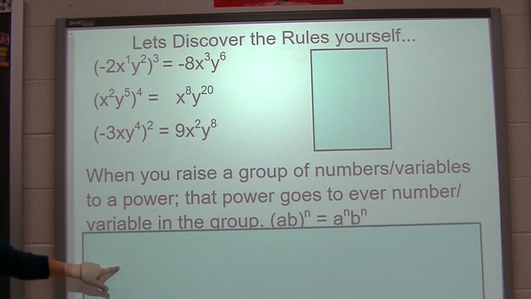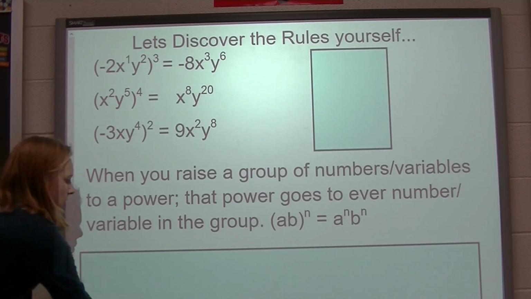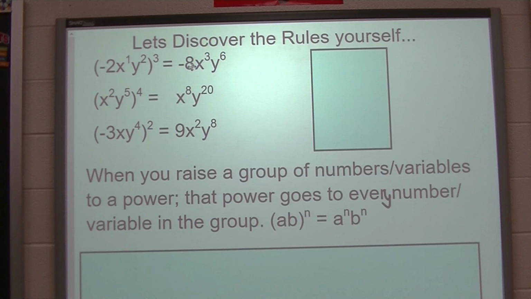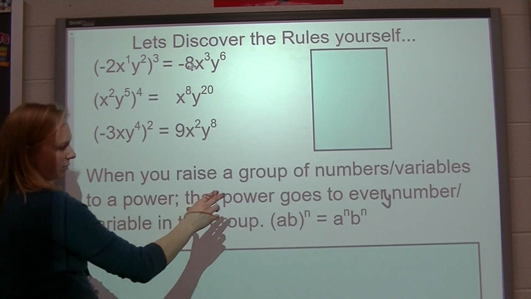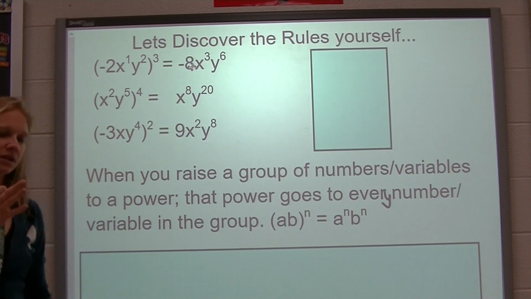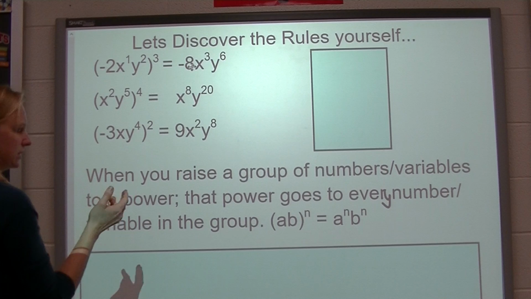And here's your answer. When you raise a group of numbers or variables to a power, that power goes to every number or variable in the group. So a times b to the nth is actually a to the nth times b to the nth. So that's your third property of exponents that we discovered.